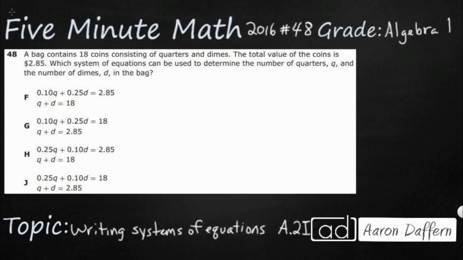So we have a bag that's got 18 coins. We've got quarters and dimes. Total value of the coins is 285. Which equation can be used to find the number of quarters and dimes? This is a really short problem, but they give us quite a bit of information. Now we do have to supply the value of the quarters and the dimes, right? They don't tell us this, but they're inferring that we know quarters are worth 25 cents. Dimes are worth 10 cents.